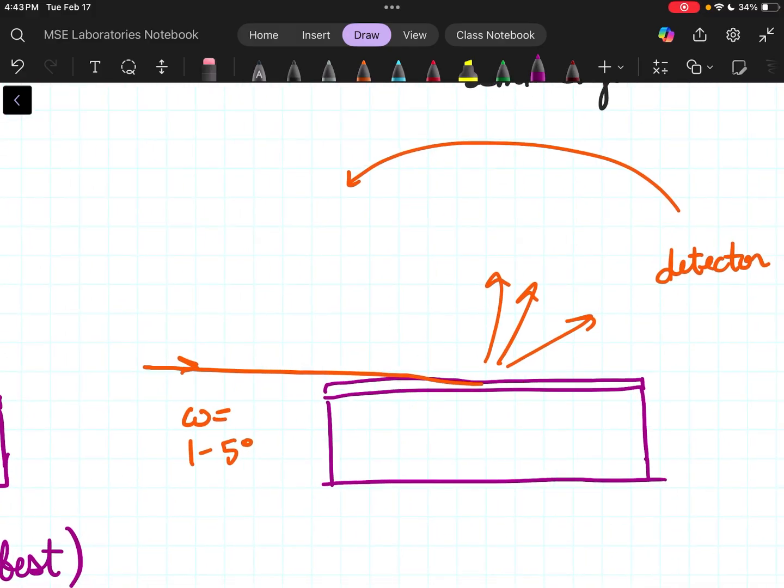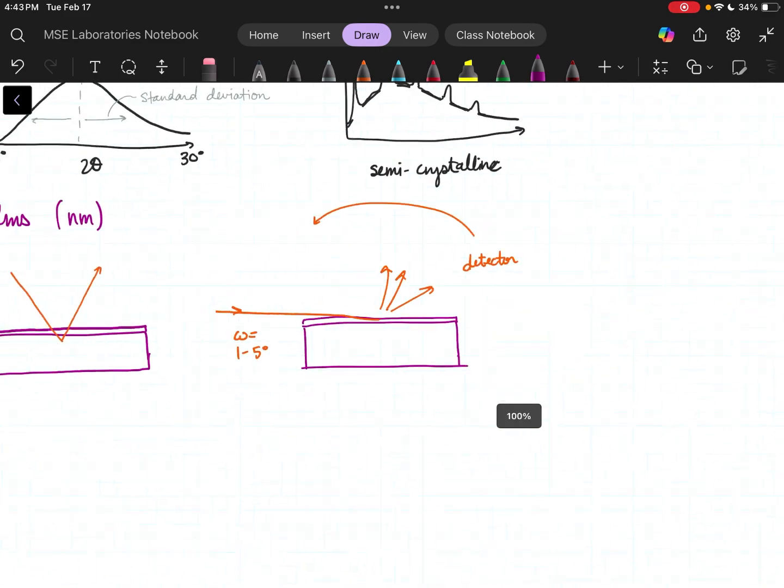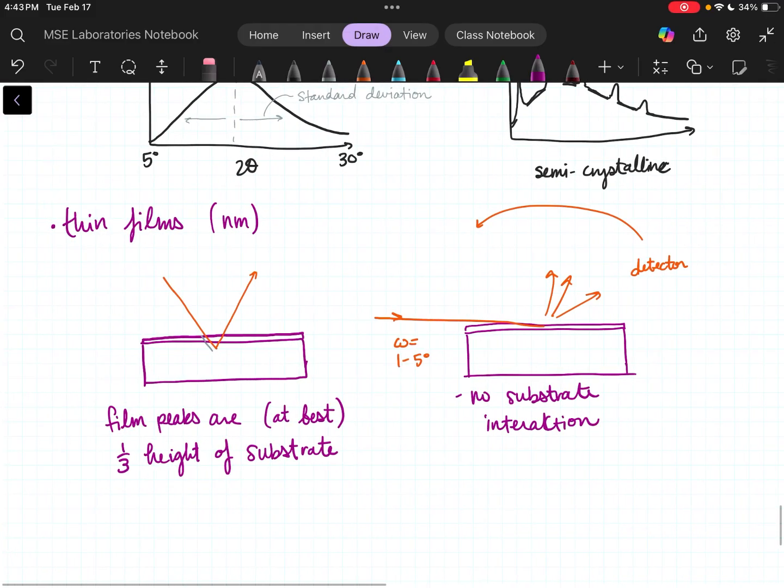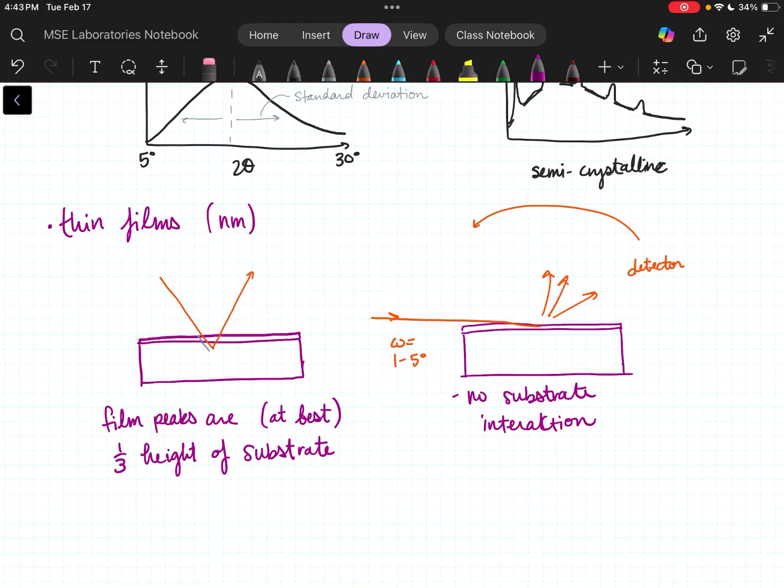So what's nice about this is because I'm skimming across the surface, you can see I'm collecting the full length of my X-rays staying in the film, never interacting with the substrate. The only trick is that the detector has to travel a little farther, and I have to be sensitive enough to pick those up. So there's usually a little bit of extra oomph on a thin film detector. And the goal here is no substrate interaction whatsoever.